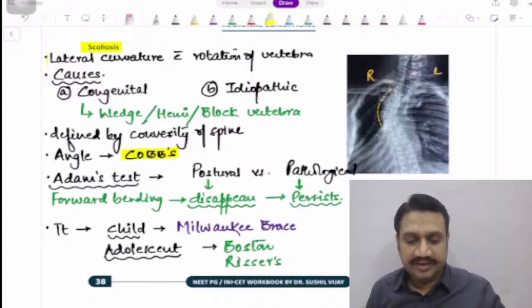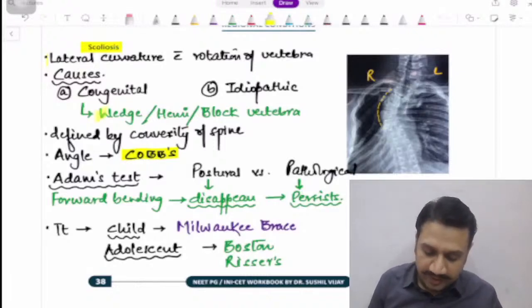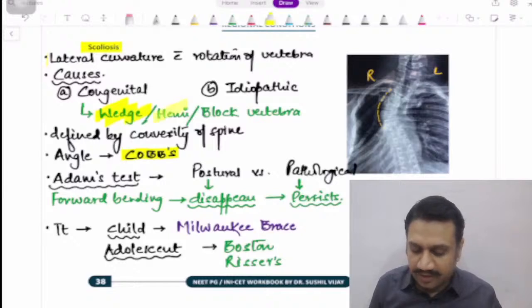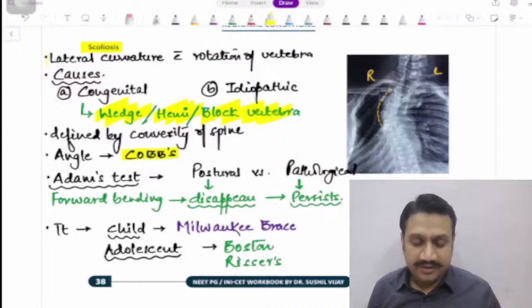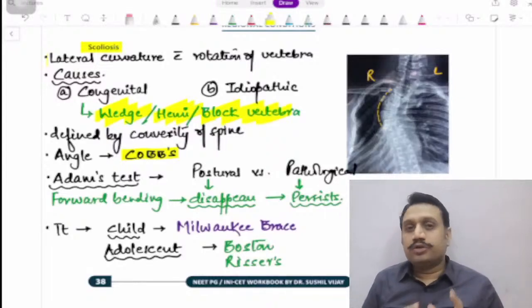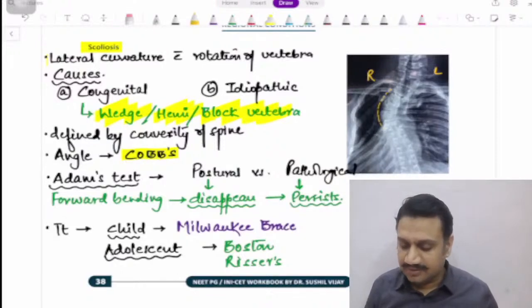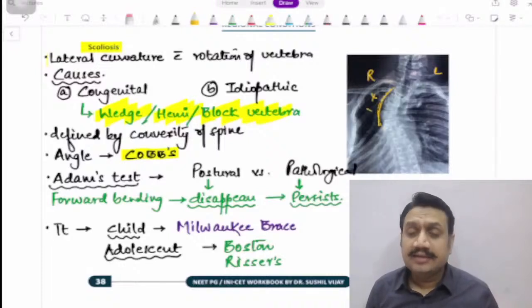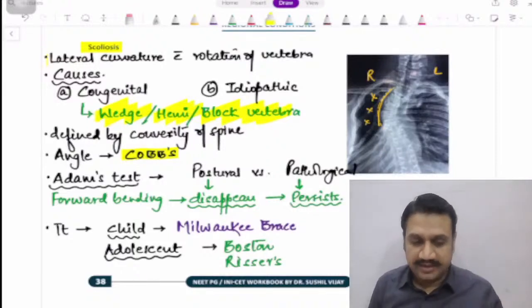Now in the congenital one, there has to be an anomaly of vertebral formation, and that can happen with a wedge vertebra, a hemivertebra or a block vertebra. These are anomalies only, right? Scoliosis is always defined by the convexity of the spine. What is the reason behind that? Because on whichever side the spine is convex, the organs on that side usually get compromised. And how do we measure the angle? The angle is called Cobb's angle, right?